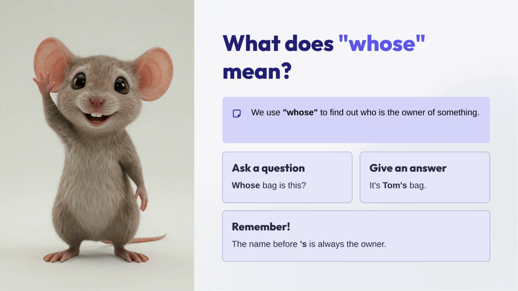What does whose mean? We use whose to find out who is the owner of something. For example, to ask a question, we say, whose bag is this? To give an answer, we say, it's Tom's bag. Remember, the name before the apostrophe S is always the owner.